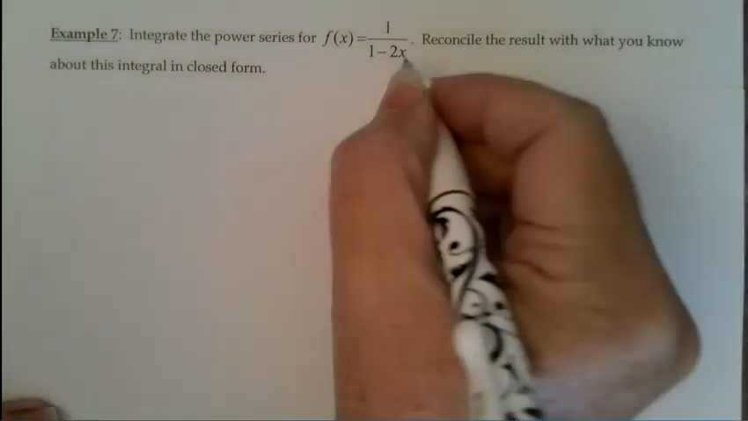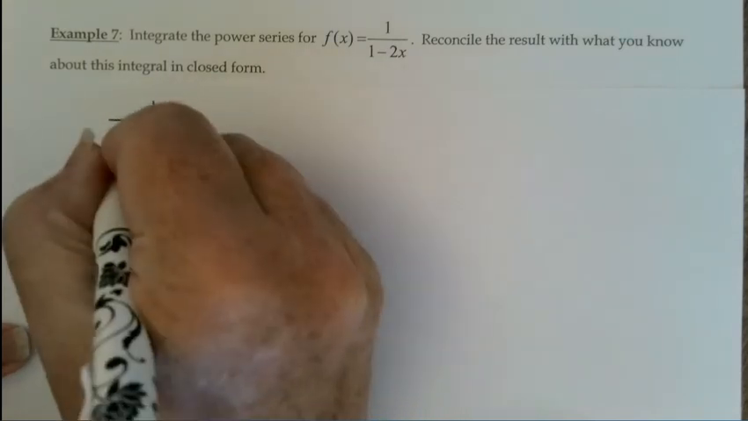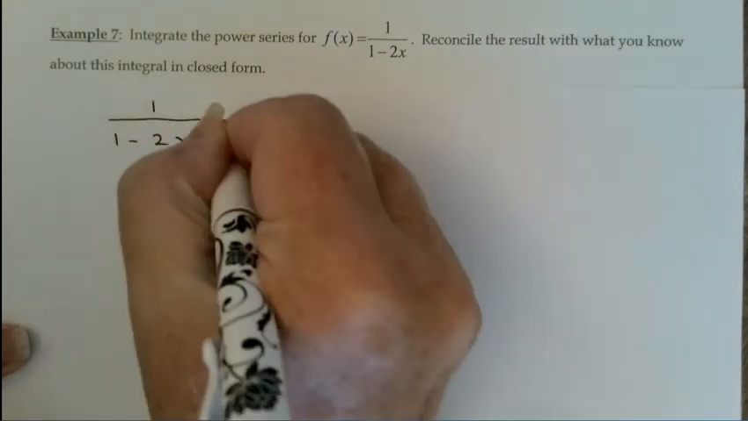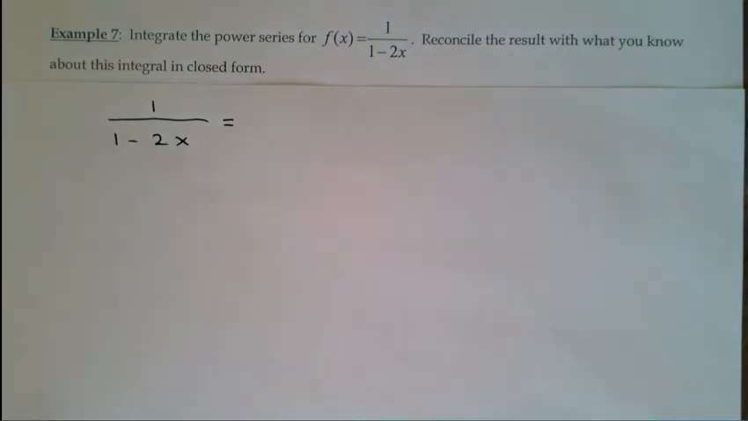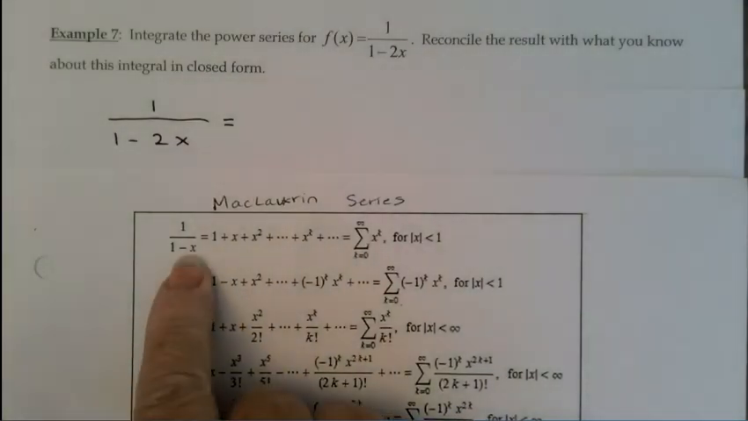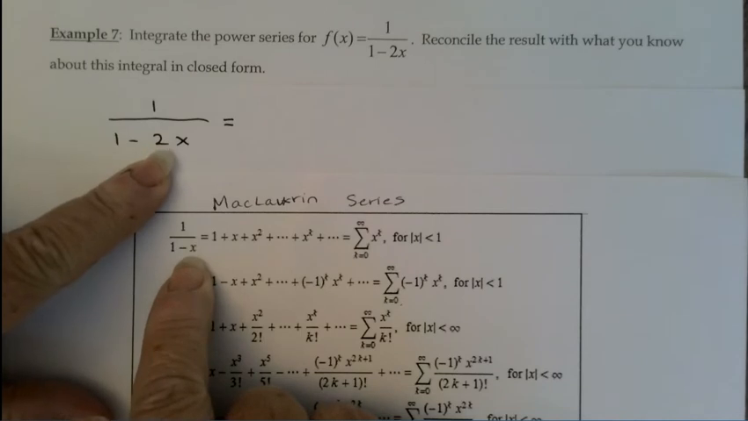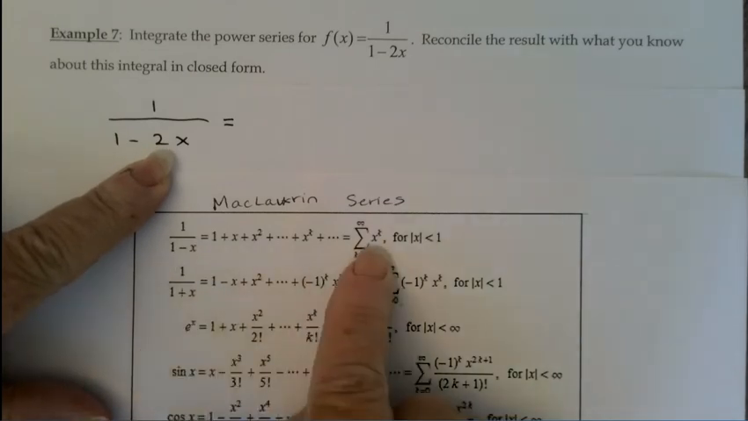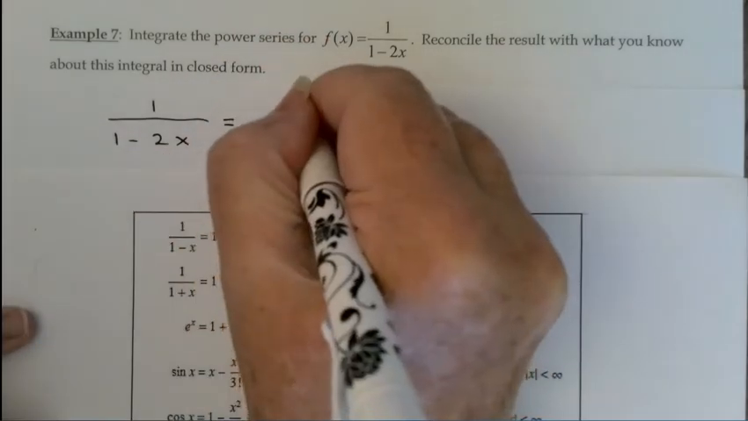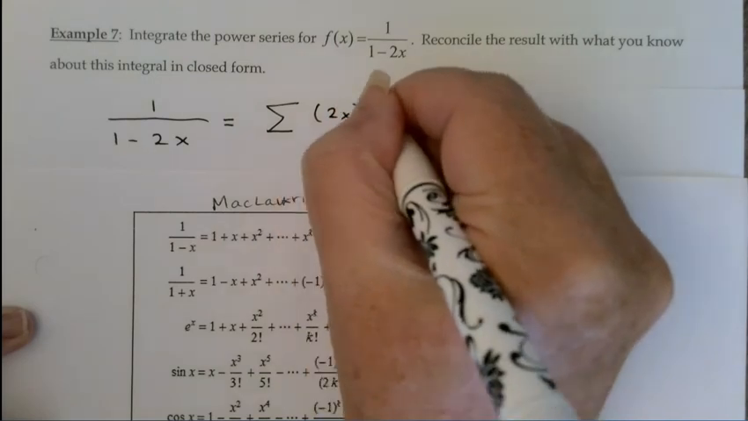So for starters, I'm going to write down my power series for 1 over 1 minus 2x. Now what I have on my list is 1 over 1 minus x. So I'm going to have to replace that x with a 2x. And if I replace the x with a 2x here, I have to replace the x with a 2x over here. So it would be now 2x to the k power.